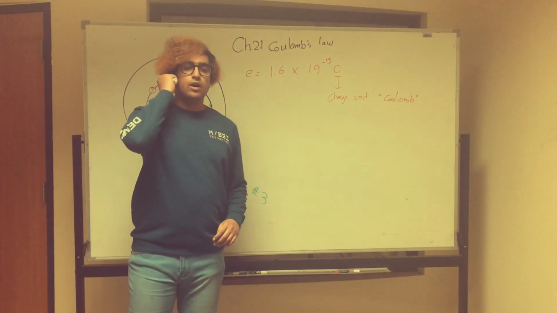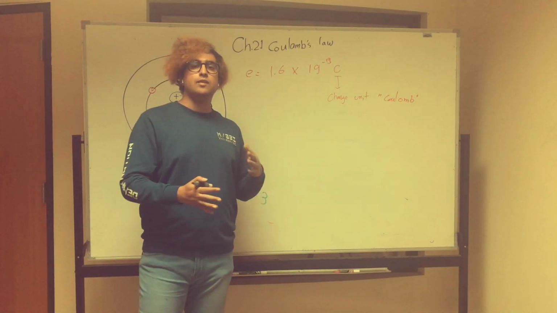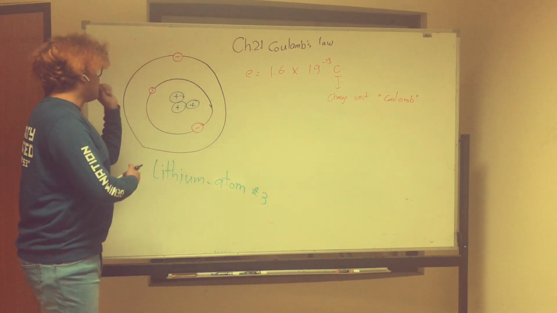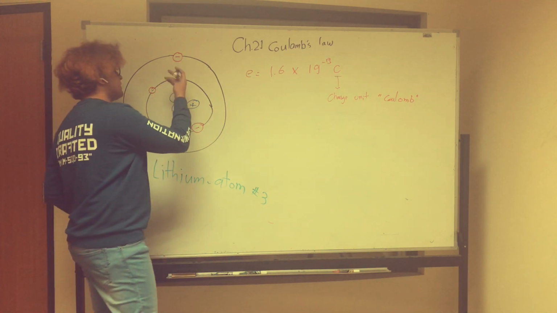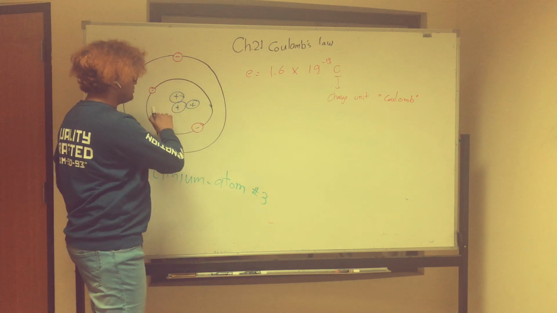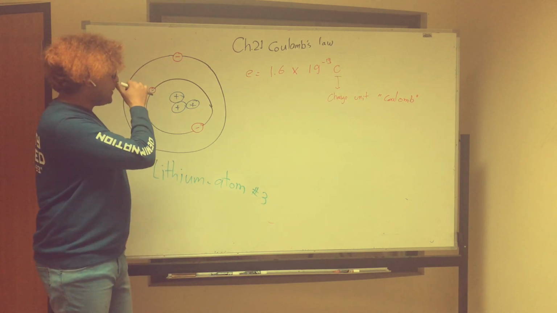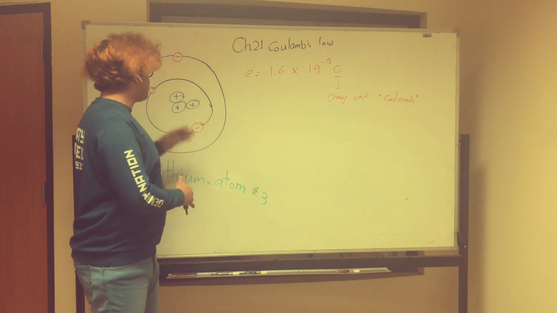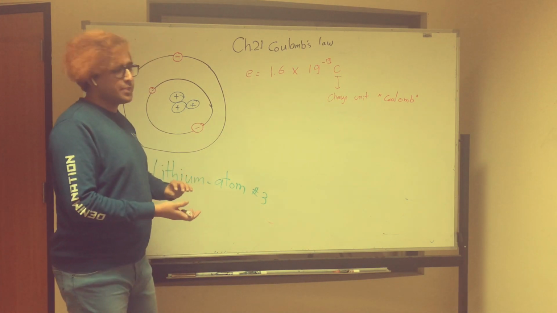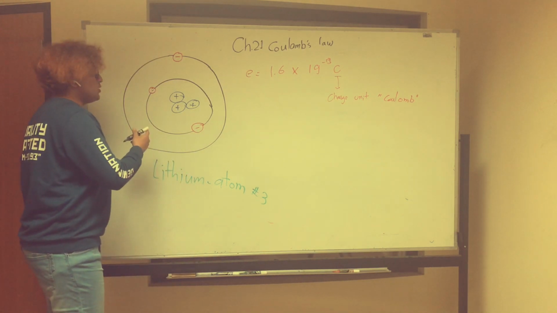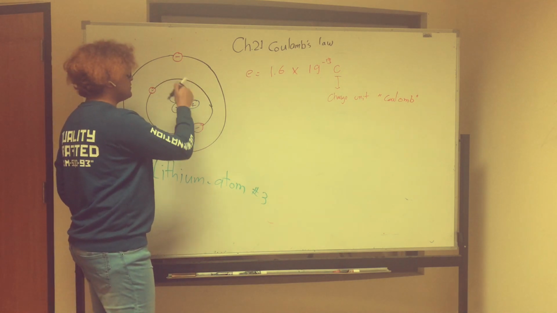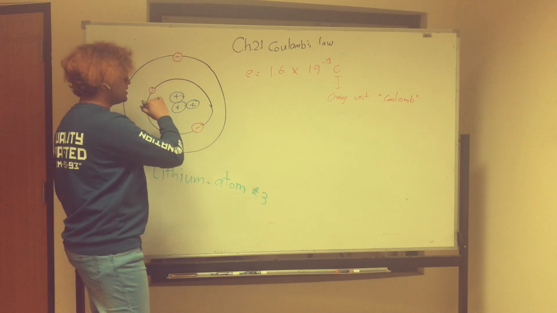Everything in the universe, everything around us, is made out of atoms, and atoms are made out of electrons and protons. Electrons represent negative charges, and protons represent positive charges. So the first thing we need to know is that we have 2 types of charges, positive and negative.